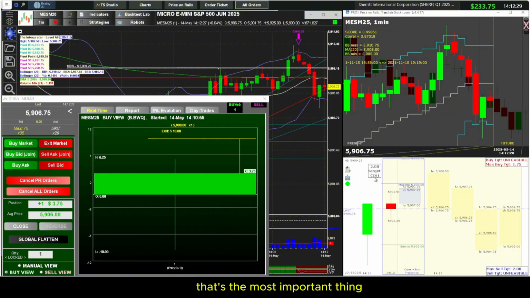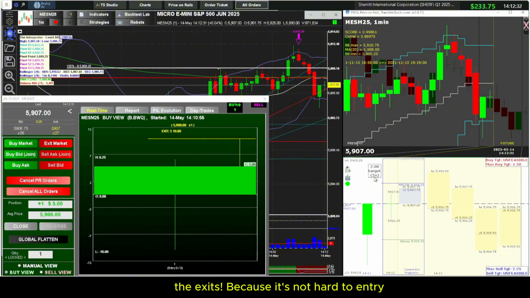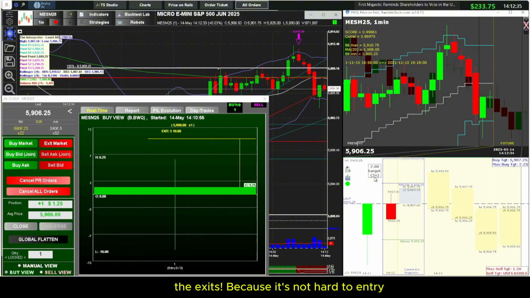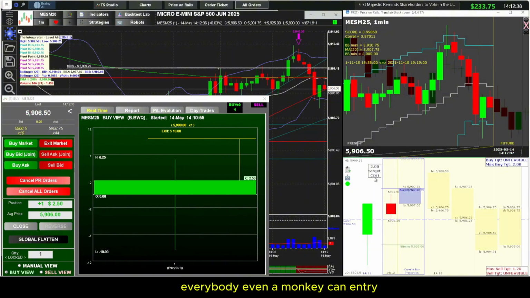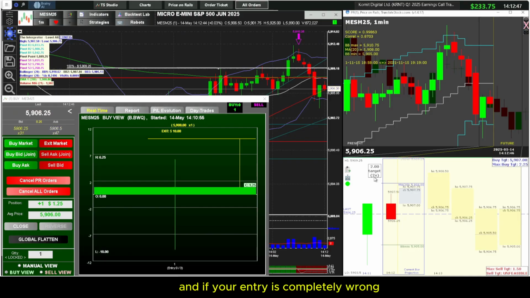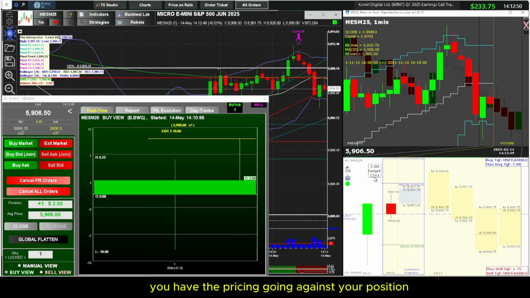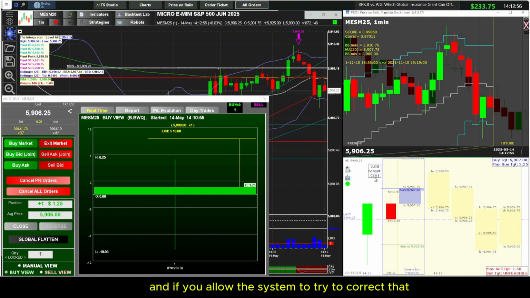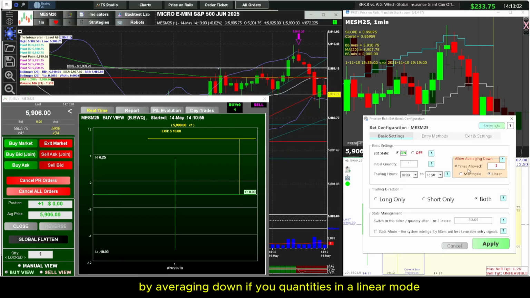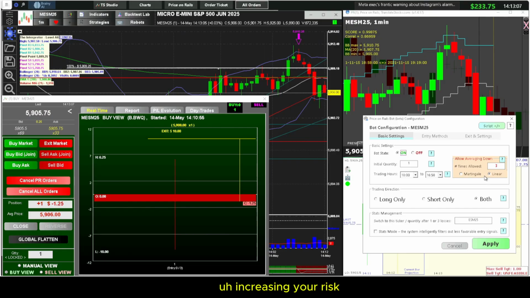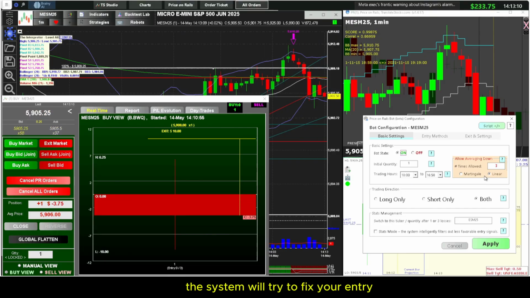That's the most important thing about Price on Rails, the exits, because it's not hard to enter. Everybody, even a monkey, can enter. That's not the problem, okay? The problem is to exit. And if your entry is completely wrong, immediately you have the price going against your position and opening a loss. And if you allow the system to try to correct that by averaging down, if your quantities are in a linear mode, not exponentially increasing your risk, the system will try to fix your entry.